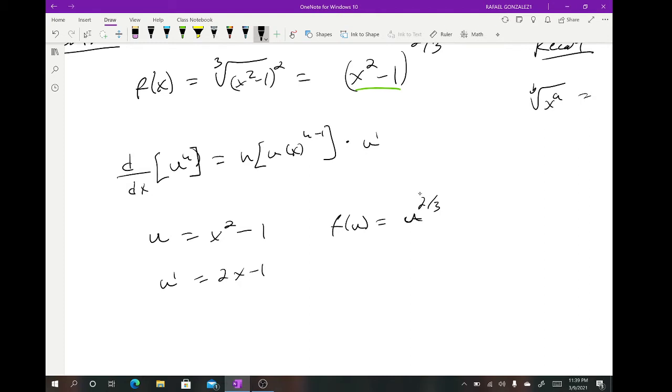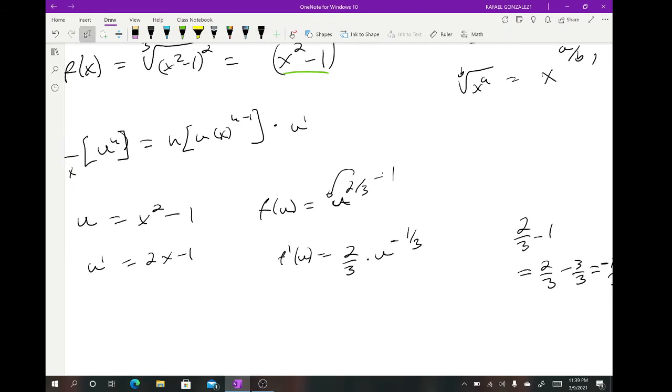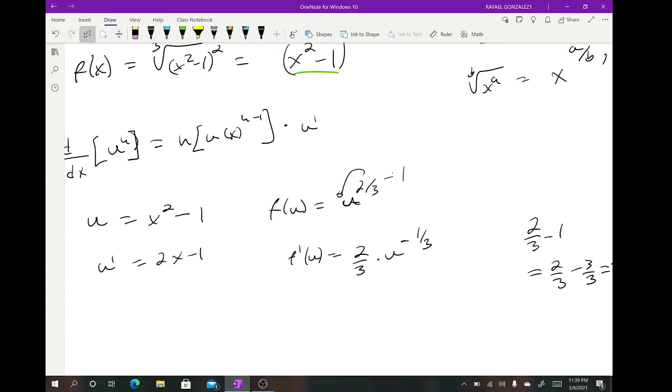And now, by using the general power rule, we know that the derivative of f of u is going to be equal to 2 over 3 times u to the power 2 over 3 minus 1, which is the same as 3 over 3, so that's going to be negative 1/3. If you didn't see what happened there, 2 over 3 minus 1 is the same thing as 2 over 3 minus 3 over 3, which equals negative 1/3. Okay, that's just subtracting fractions.